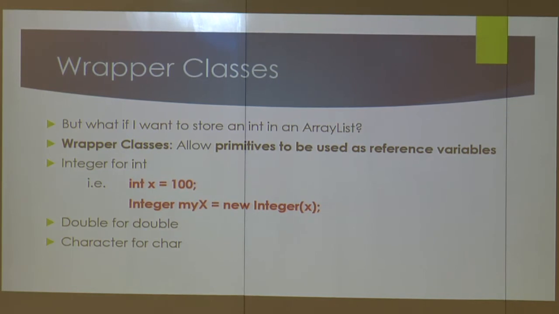So for example, for an integer, if we had int x equals 100, there's a wrapper class called Integer, with a capital I, and it's the full word Integer. And we could make an Integer object called, let's say, myX, and pass our primitive variable x to it. And that would allow us to then make an actual object or reference variable called myX that still has the value 100. And since now myX is of type Integer rather than int, it's an object, it's not a primitive type, it's a reference type, and now we could put it in something like an array list.